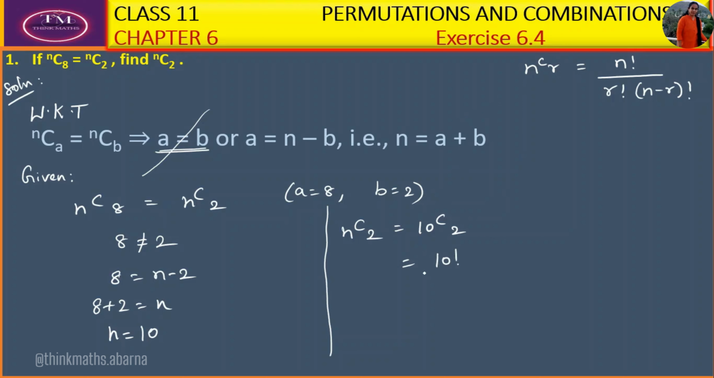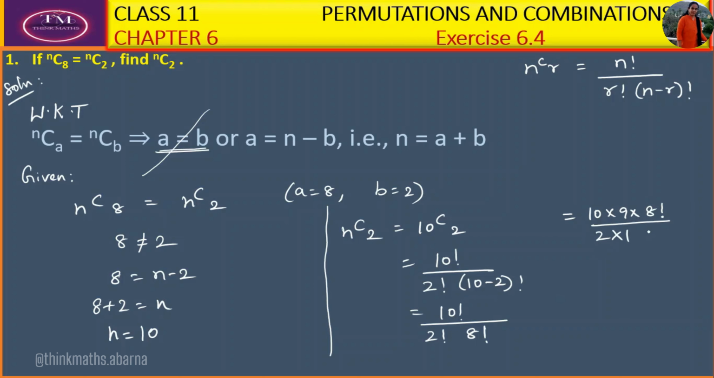So it is 10C2. Let us use the formula for nCr. So it is 10 factorial divided by 2 factorial into (10 minus 2) factorial. 10 minus 2 is 8 factorial. Now, this 10 factorial can be written as 10 into 9 into 8 into 7, and it goes on till 1. This 8 to 1 can be written as 8 factorial because we have the same 8 factorial in the denominator, so it gets cancelled. We don't need to expand completely. Stop with 8 factorial.